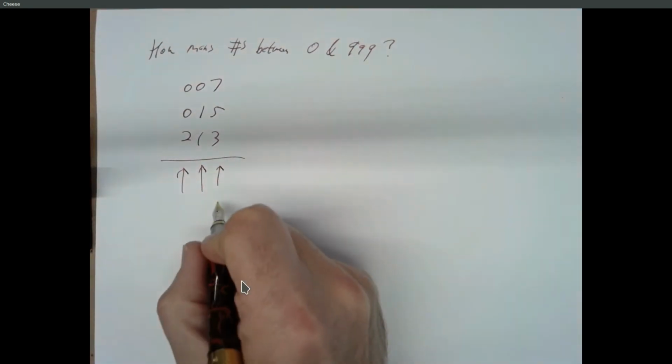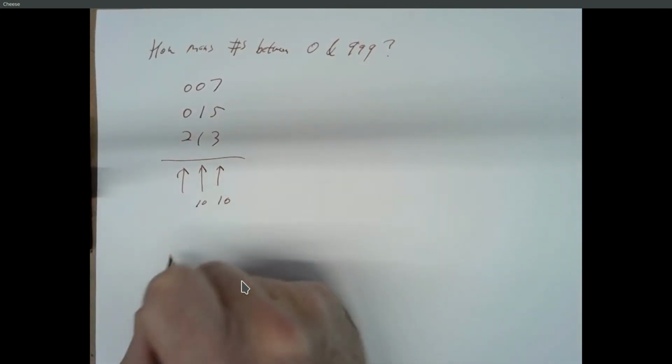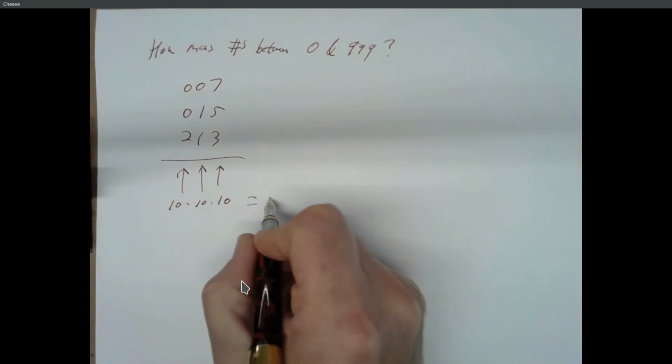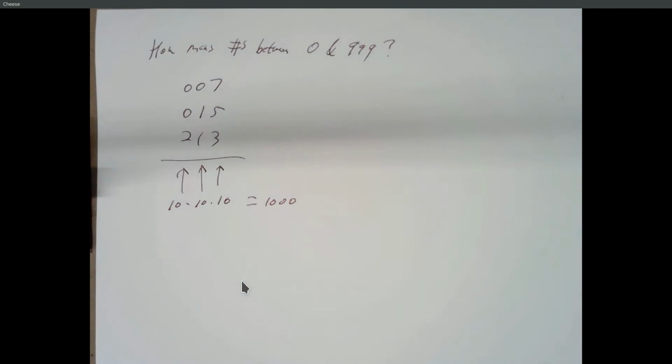How many ways can we pick the first digit? 10. How many ways to pick the second? 10. How many ways to pick the third? 10. Multiply those out. There's 1,000 possibilities. That's why there's 1,000 3-digit numbers, if you count 0 as a digit.